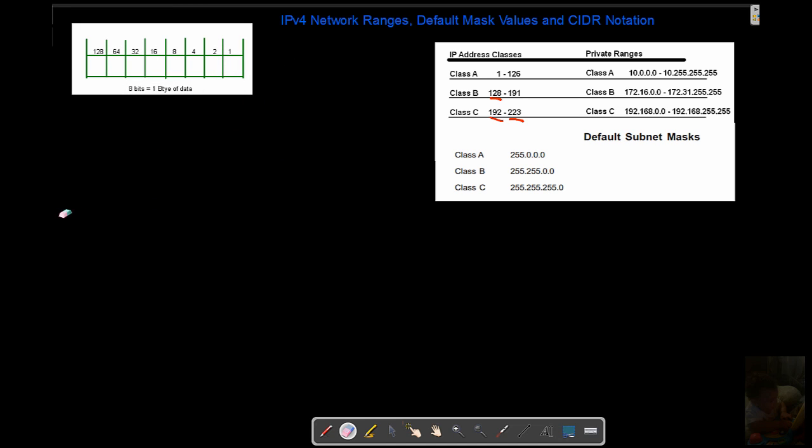Subnet masks have to create that division based on where the ones are and where the zeros are. So subnet masks have to build this way, left to right. If we look at our default mask of 255, 255, 255, 0: 1, 2, 3, 4, 5, 6, 7, 8. 1, 2, 3, 4, 5, 6, 7, 8. 1, 2, 3, 4, 5, 6, 7, 8. Then zeros.